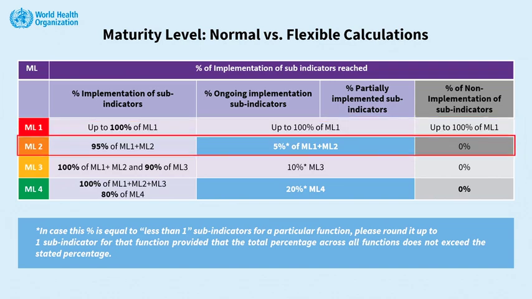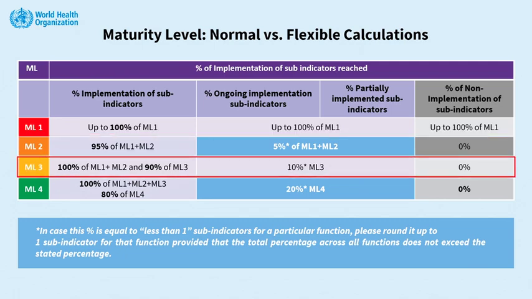For achieving maturity level 2, 95% implementation of all the maturity level 1 and 2 sub-indicators is a must, which means 5% of ML1 and 2 sub-indicators can be scored something other than fully implemented, but none of them can be scored as non-implemented.